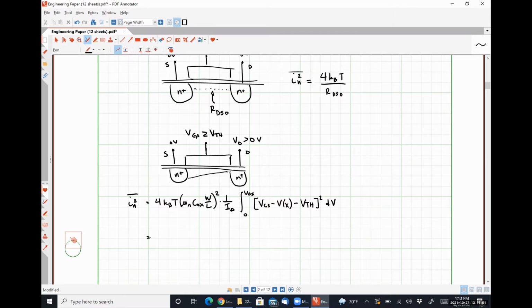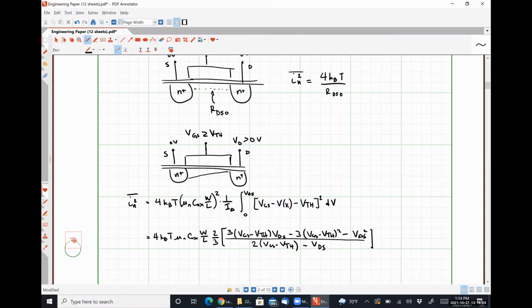So if we perform this integration, what we're going to wind up getting is 4 kBT mu n Cox W over L times 2/3, and then this big ugly expression: 3 times (VGS minus VTH) multiplied by VDS, minus 3 times (VGS minus VTH) squared minus VDS squared, and all of this is over twice (VGS minus VTH) minus VDS. Well, this thing looks terrifying, right?